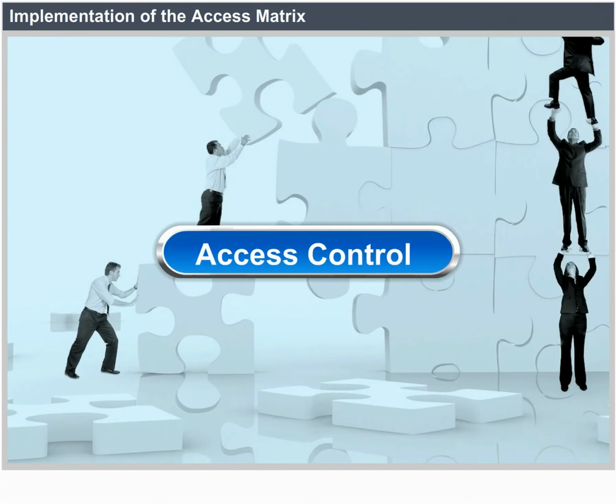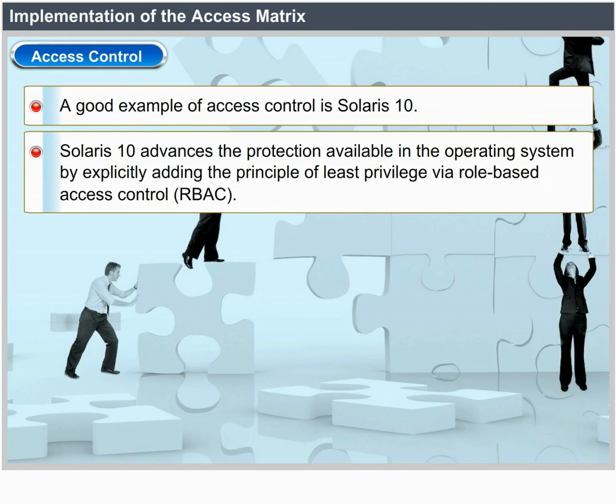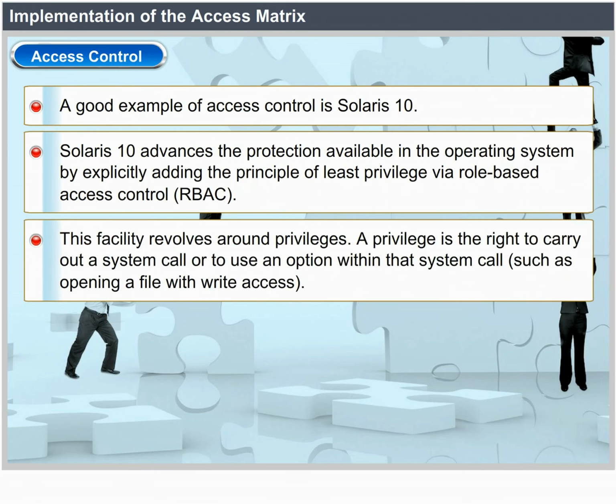Access control. A good example of access control is Solaris 10. Solaris 10 advances the protection available in the operating system by explicitly adding the principle of least privilege via Role-Based Access Control (RBAC). This facility revolves around privileges. A privilege is the right to execute a system call or to use an option within that system call, such as operating a file with write access.